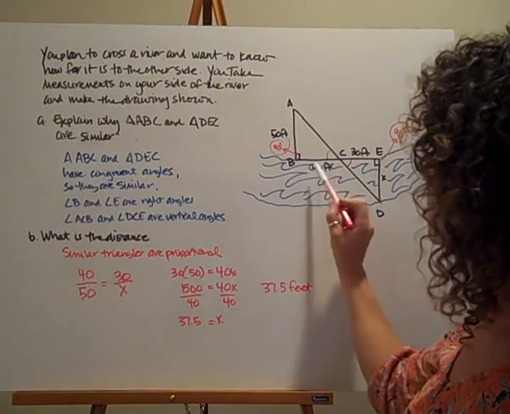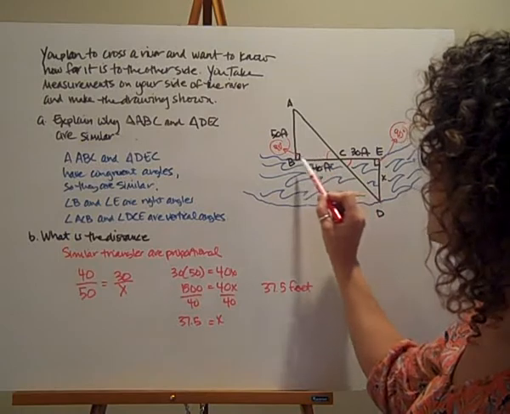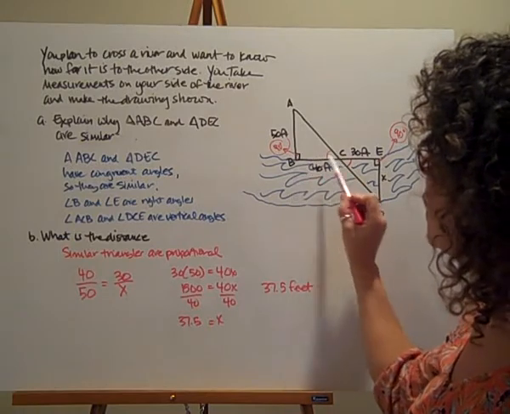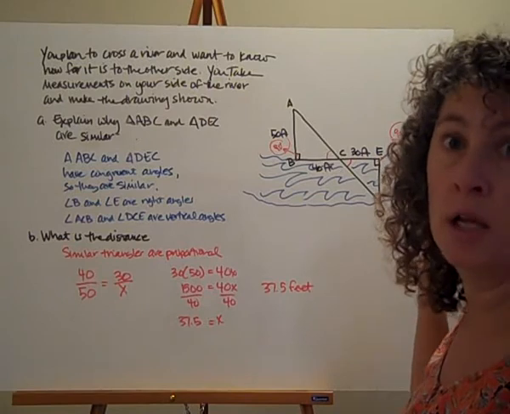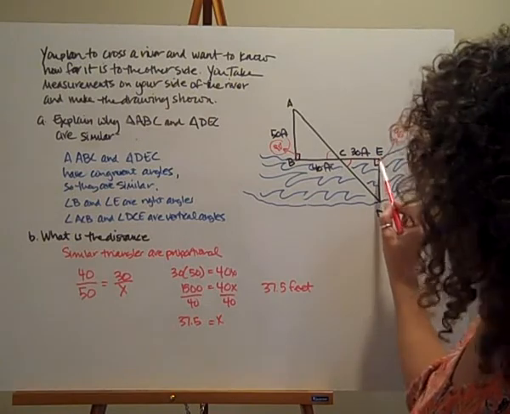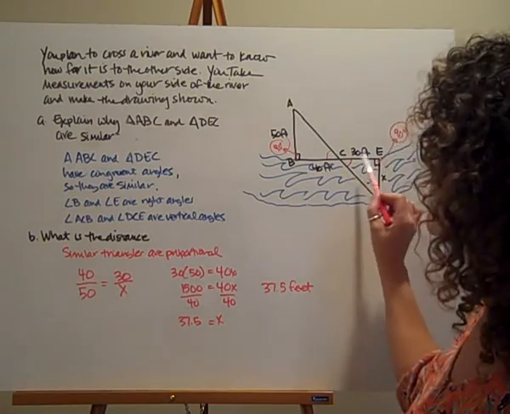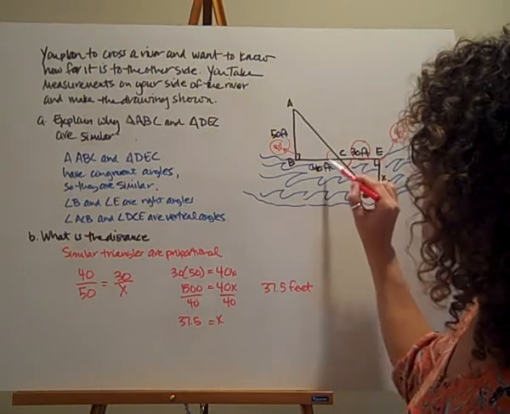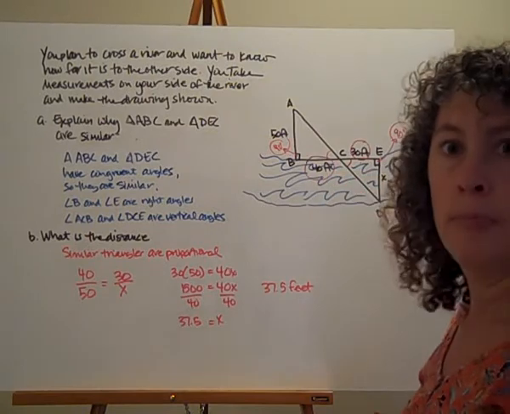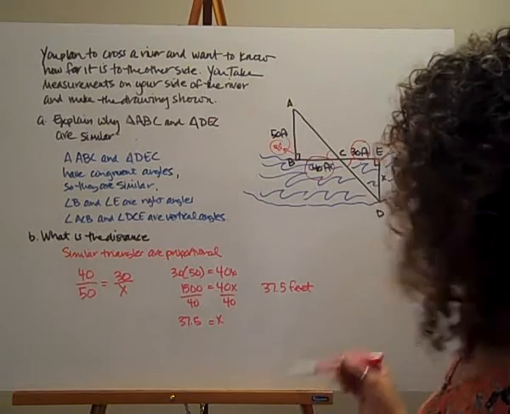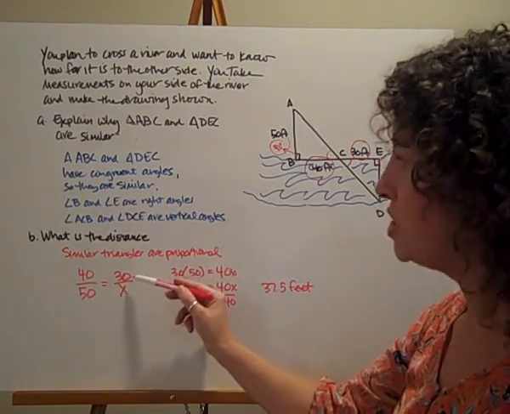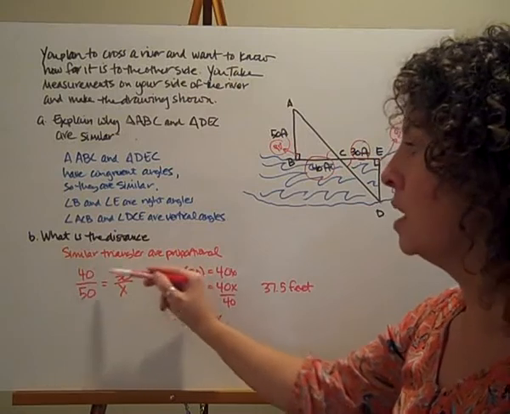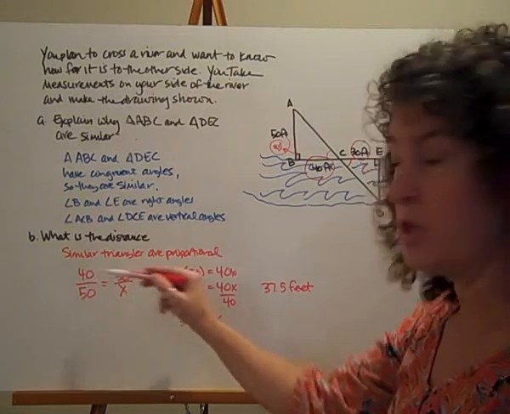So 40 here is in between B and C, which is my right angle and my vertical angle. So I'm going to find the side that's between my right angle and my vertical angle on the other triangle. My right angle and my vertical angle. So that must be 30. So 30 and 40 are corresponding to each other. So when I go to put the rest of my ratio here, my 30 and my 40 should be matched up with each other.